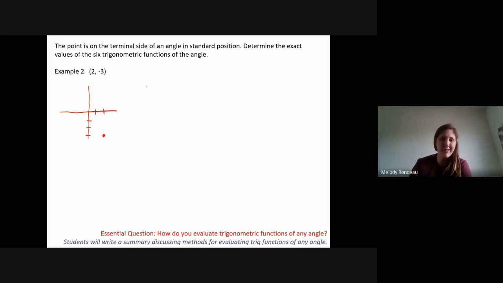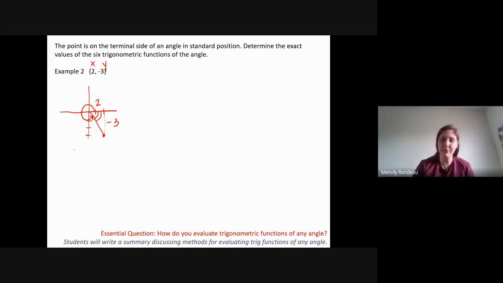We're supposed to find all 6 trig functions for that angle that's created if this is our terminal side going through that point. So that means my angle is being measured all the way around here, but the reference angle always is the acute angle to the x-axis. So here's my picture. I know across my x was 2. I know my y was -3. Then I need my hypotenuse or my radius in this case.